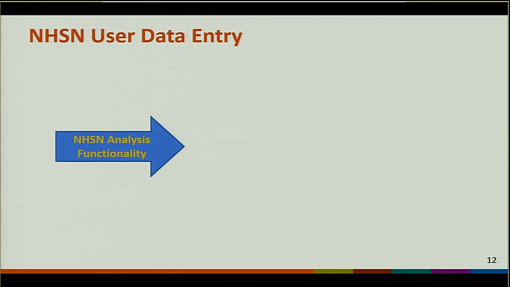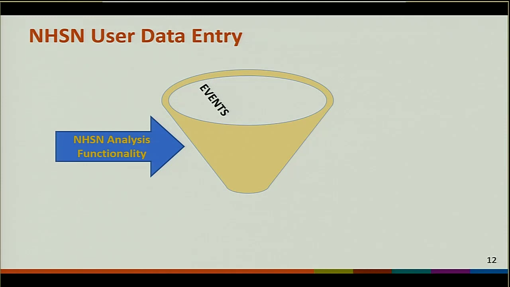On the next slide, we're going to have a little bit of a visual representation of how NHSN works and how users interact with the application. So you can think of NHSN analysis functionality as kind of like a mixing bowl. You're going to be able to add your individual records, whether it's events, summary level data, survey, procedures, into NHSN and kind of mix them up.